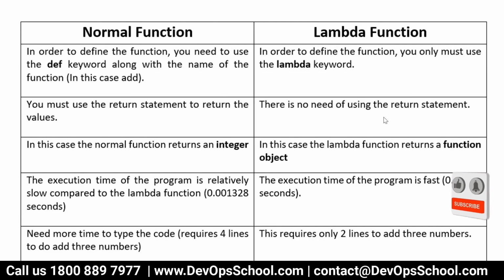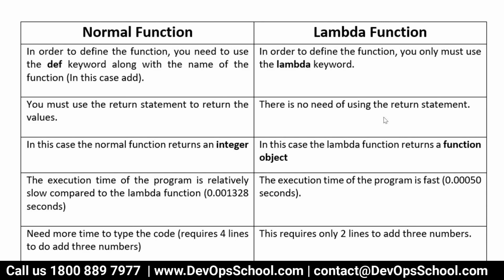Okay, there's a difference between integer and object. The execution time of the program is relatively slow compared to a lambda function. So if you use a lambda function, you can save a little bit of CPU and RAM compared to the normal function. Normal functions need more time to type the code, which requires 4 lines to add 3 numbers, for example.